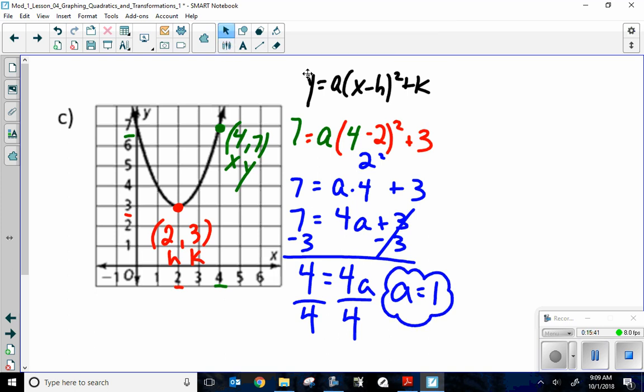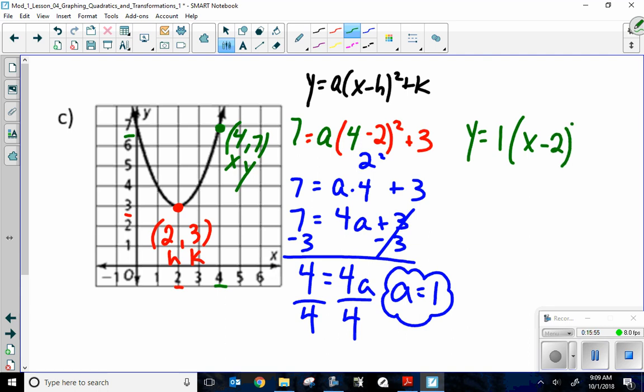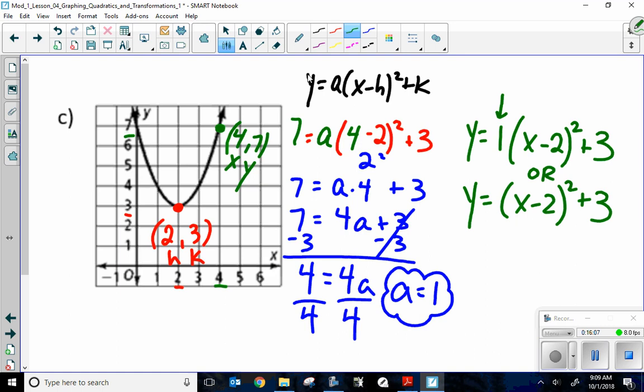All I've got to do is plug A back in the equation with H and K. So, Y equals A, which is 1, times X minus 2 squared plus 3. I do not have to write this 1 here. If your equation just looks like this, you're fine. You do not have to write a 1 if it's in multiplication. Okay? Boom. There you go. Nice.